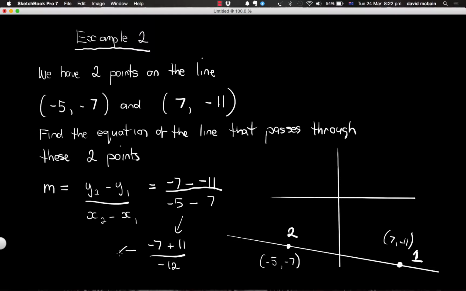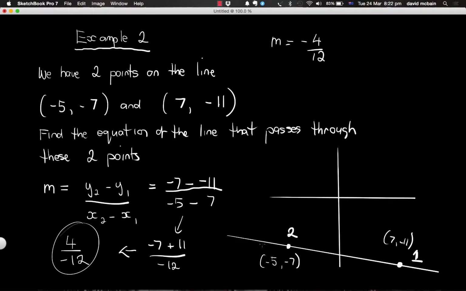So over here, sort of going in reverse order, I'm sorry about that. 11 take away 7 is in fact 4. So it's 4 on the top, and on the bottom it's -12. So it's -4 over 12. There's our gradient. So m equals -4 over 12. And guess what? It's a negative gradient, a downhill slope.